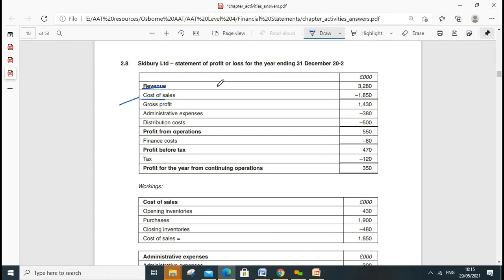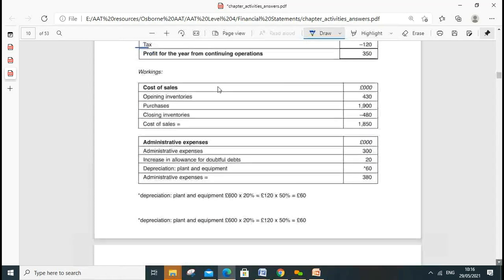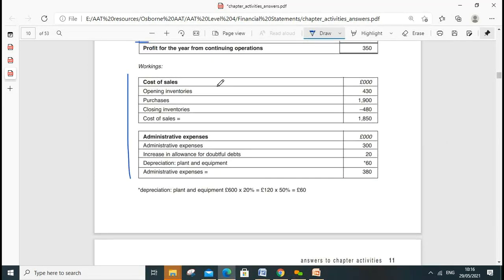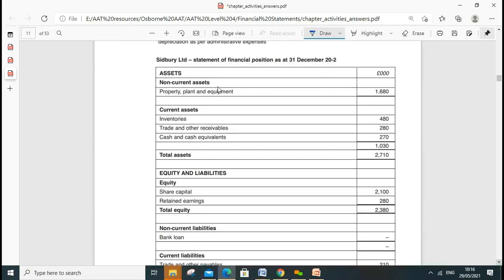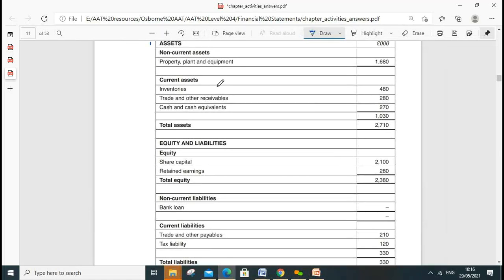Do we know the cost of sales formula? Opening inventory plus purchases minus closing inventory. Yeah, that's cost of sales. We have a gross profit, admin, distribution. All expenses we allocate to both categories, and we need to look at which is relevant. Finance cost is interest, and then we have taxation. Yes, we can show our workings, and then our balance sheet: non-current assets, current assets, with all adjustments, please.